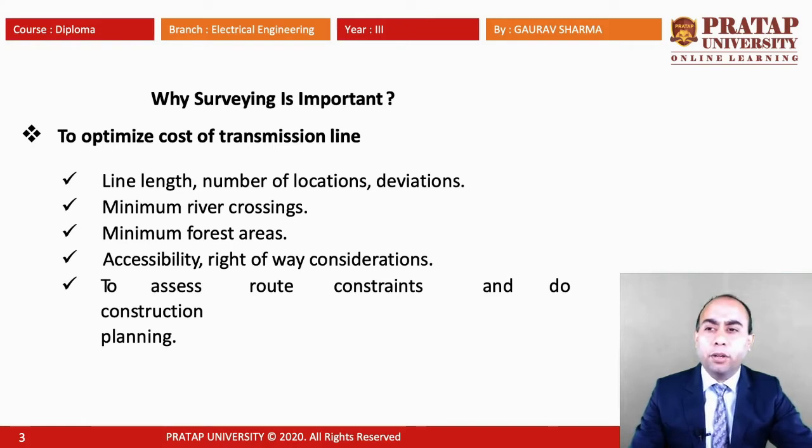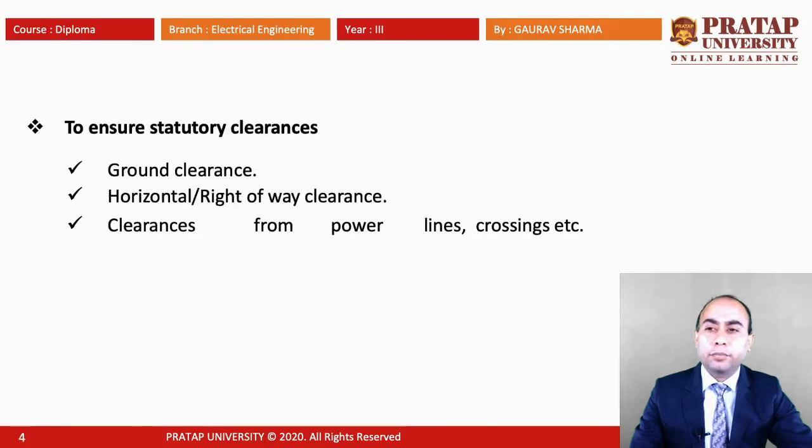It is important because it optimizes the cost of the transmission line. By the survey we can decide the transmission line length, the number of locations, and the deviations in our transmission line. We are going to minimize river crossings and minimize forest area, and we also have to consider accessibility and right of way. By this, the transmission line cost is economical.